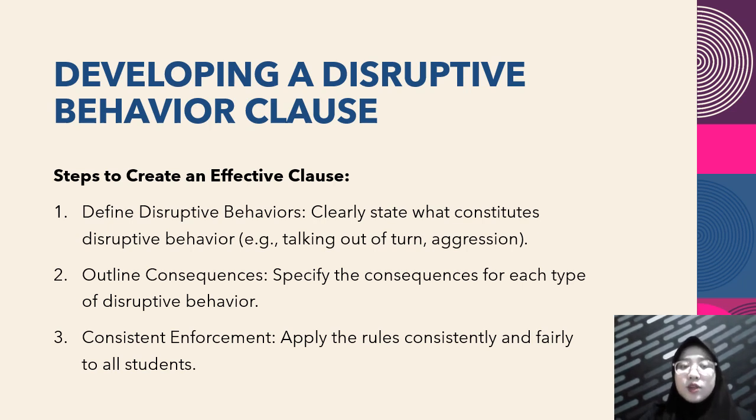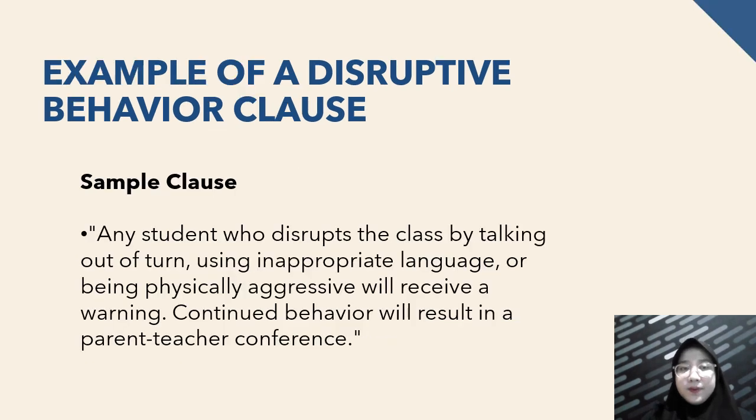Number two is outline the consequences. Specify the consequence for each type of disruptive behavior. Number three, consistent enforcement. Apply the rules consistently and fairly to all the students.